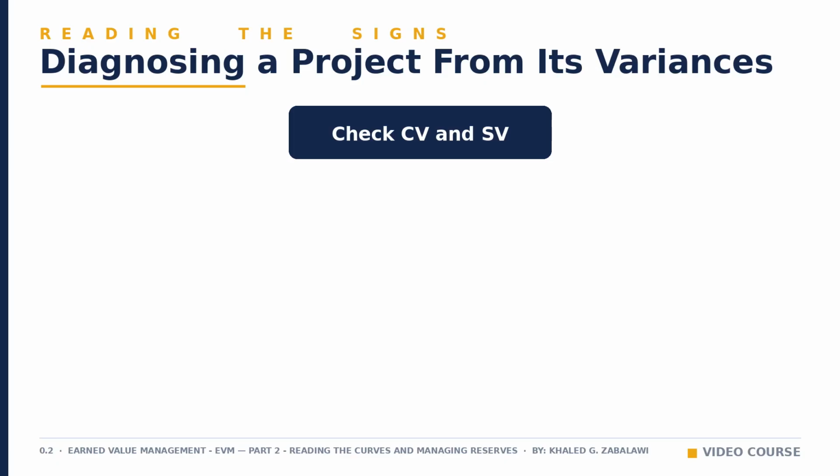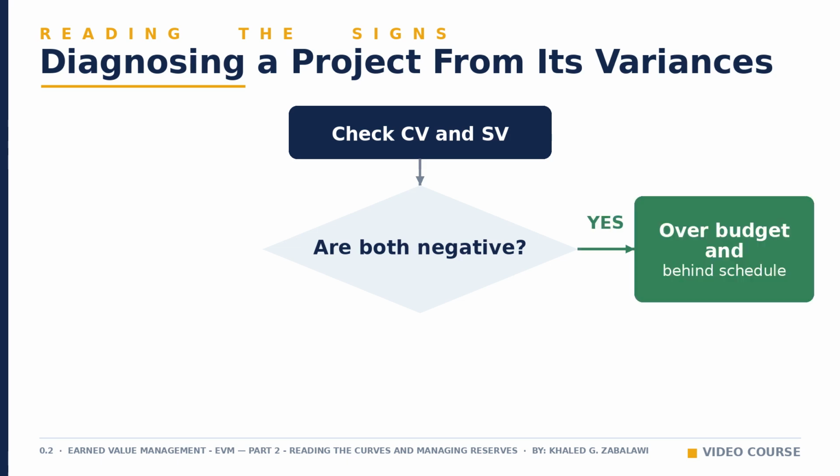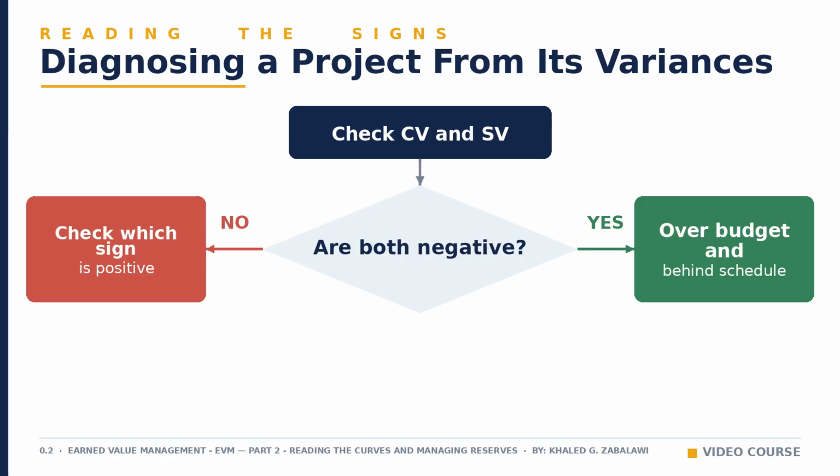Every diagnosis begins the same way. Pull the current cost variance and schedule variance for the project, straight from the 2 formulas you already know. Ask yourself a single question: are both of those variances negative at the same time? That one check sorts every project into one of 2 broad families. If both are negative, you are looking at the worst-case pattern. The project has spent more than the work is worth, and it has also fallen behind the pace the schedule required. If they are not both negative, check which one is positive.